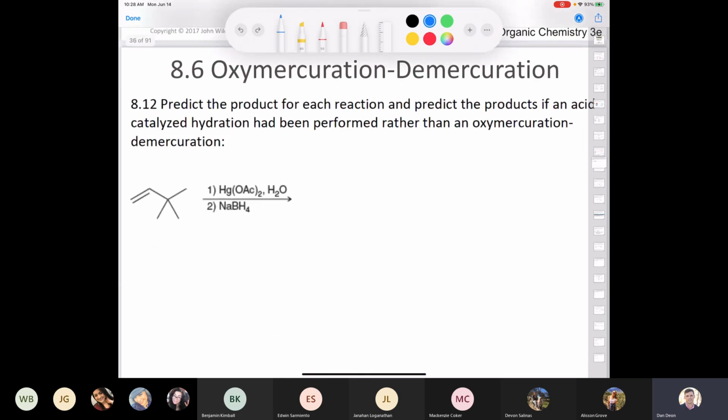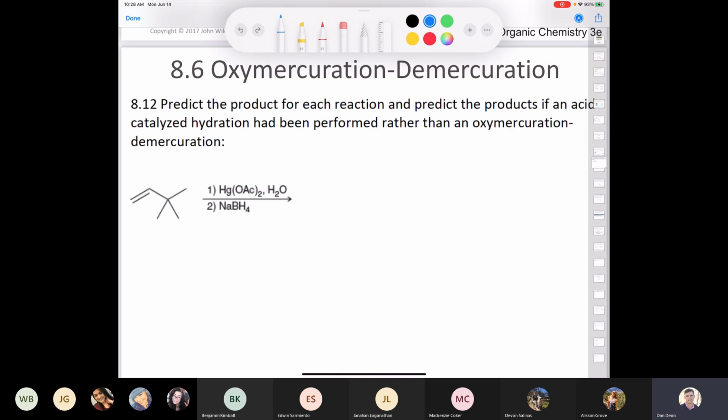With all that in mind, question 8.12, it's not meant to be a trick question. It's not meant to be a confusing question. It's not meant to be a question that ruins your life. It's just testing you. It says, predict the product for this reaction, then predict the products if an acid catalyzed hydration had been performed, rather than an oxymercuration-demercuration.